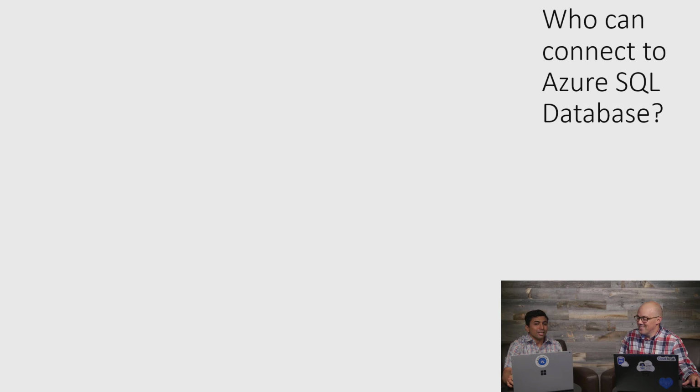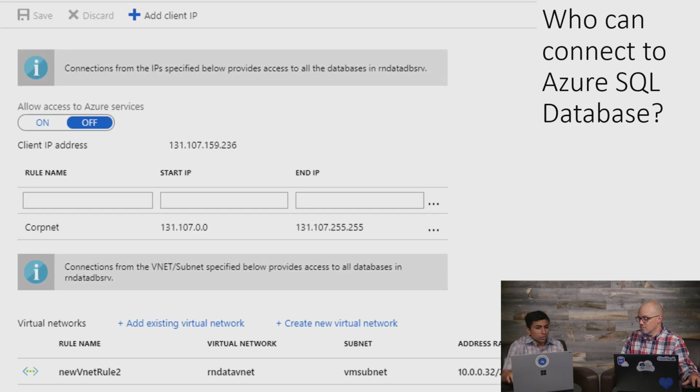Yeah. So next, now that we know about the architecture and the basics of connectivity, let's talk about who can connect. You want to put some controls on how you filter who can connect to your Azure SQL database. This is the firewall blade in the Azure portal. The first thing you'll notice is this section up top that says allow access to Azure services on or off.